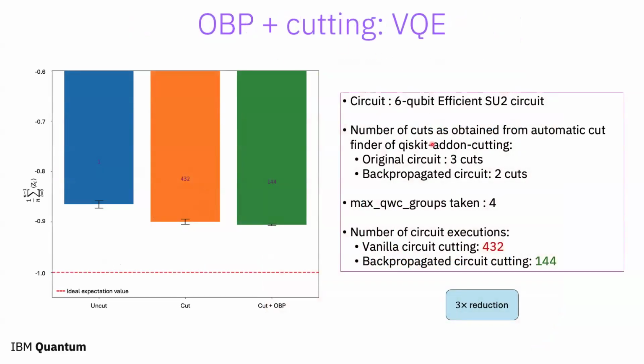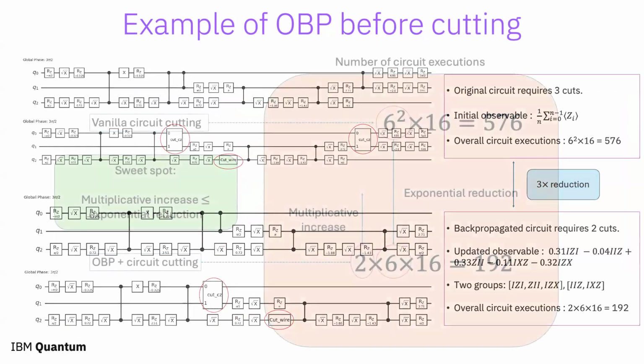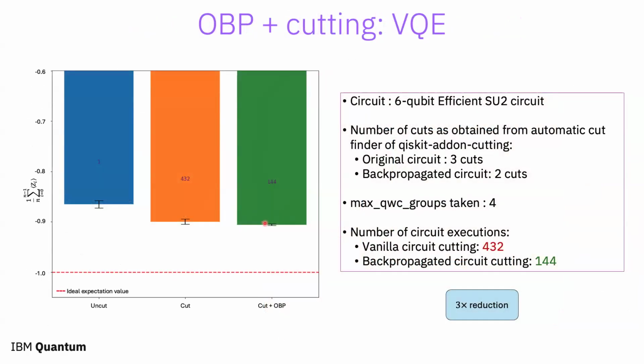So first, let me show you some results here. This is a 6 qubit efficient SU2 circuit, VQE circuit. As you can see, if I cut the circuit, it requires 432 circuit executions. However, I can get a similar kind of result, in fact, slightly better. Why slightly better? Because the depth of the circuit has reduced actually. So the noise is slightly less when you backpropagate this circuit. So slightly better at a much lower overhead.